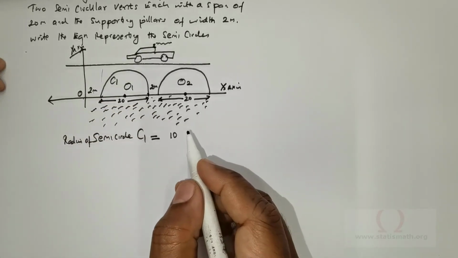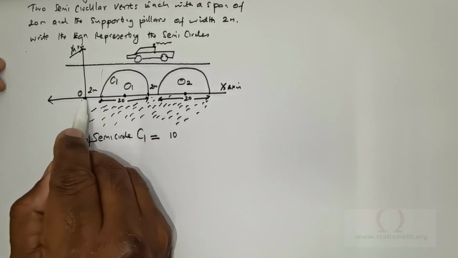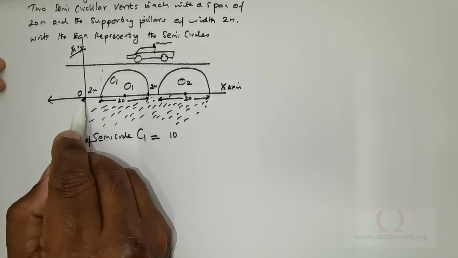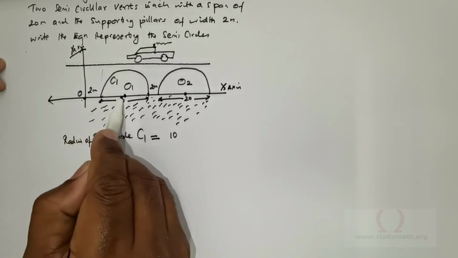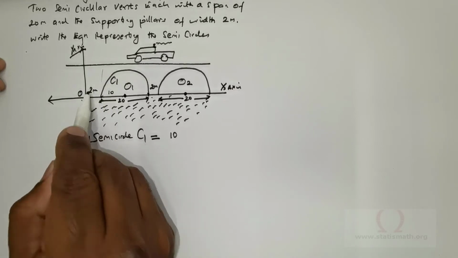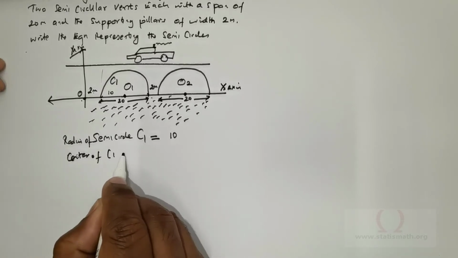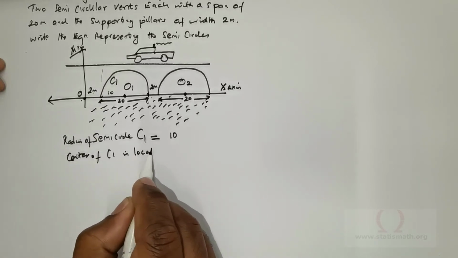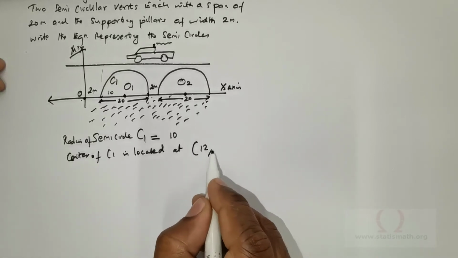Now we need to find the center. The center has to be calculated from the origin to this particular point. Clearly, from here to here is going to be 10, so we need to add this 2 meters. Therefore the center of C1 is located at 12,0.